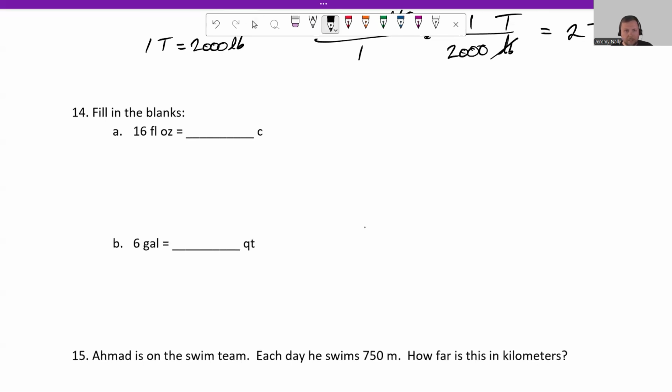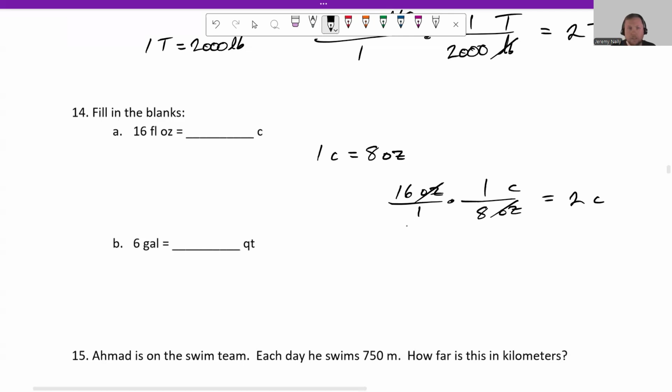Okay, fill in the blank. 16 fluid ounces equals blank cups. So 1 cup is 8 fluid ounces. So if you have 16 fluid ounces, cancel out ounces, go to cups. So 1 cup, 8 ounces. So this is telling me to take 16 divided by 8, so I get 2 cups.